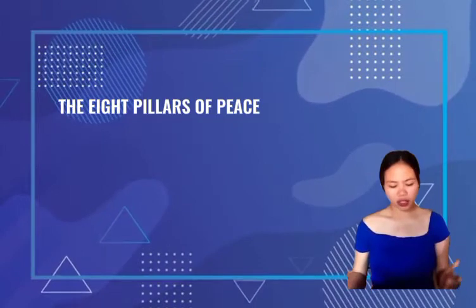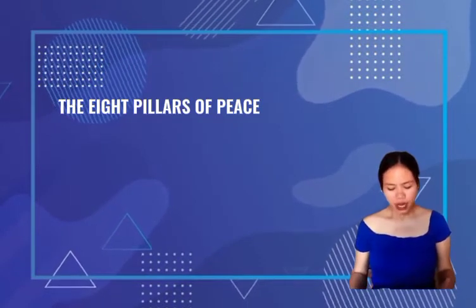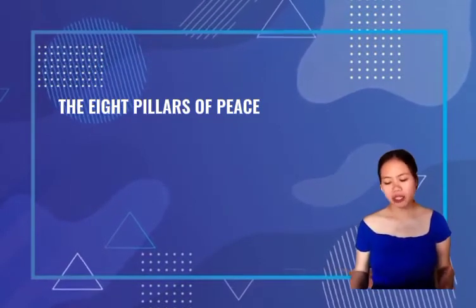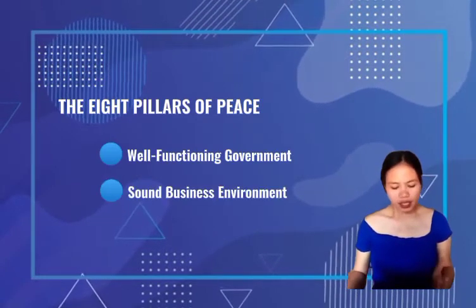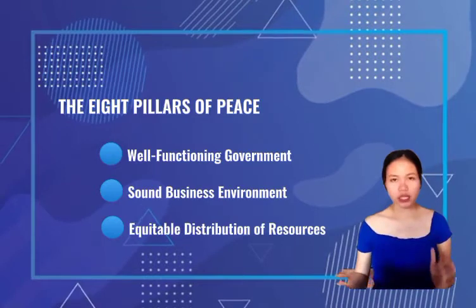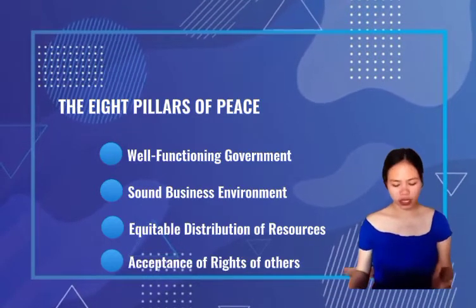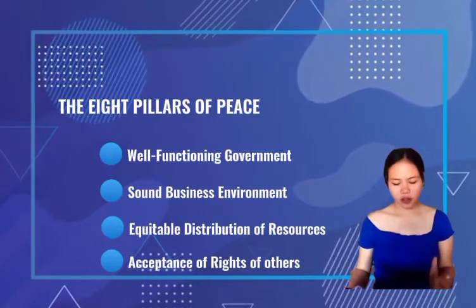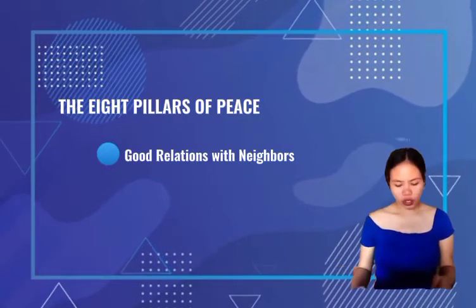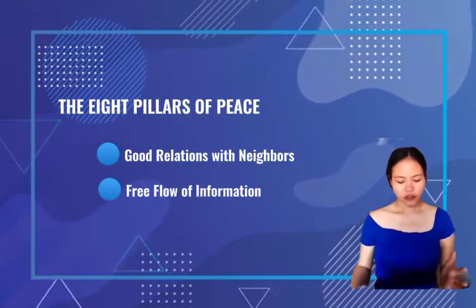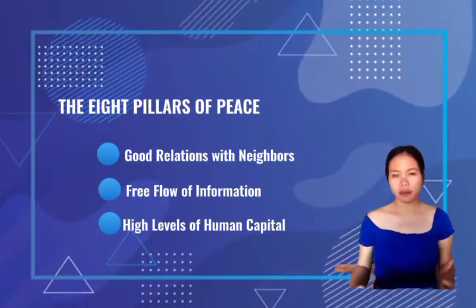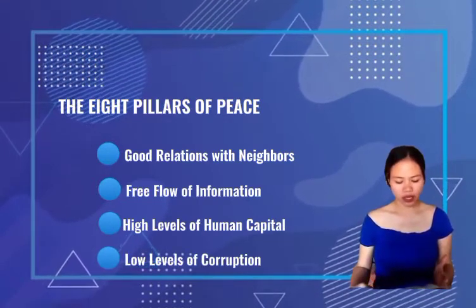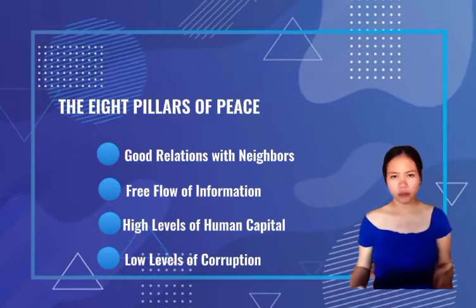The 8 factors behind positive peace are also known as the 8 pillars of positive peace. The first one is a well-functioning government, sound business environment, equitable distribution of resources, acceptance of the rights of others, good relations with neighbors, free flow of information, high levels of human capital, and the last one is low levels of corruption.